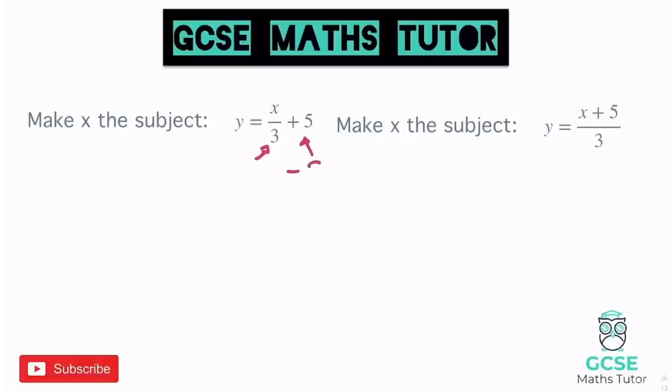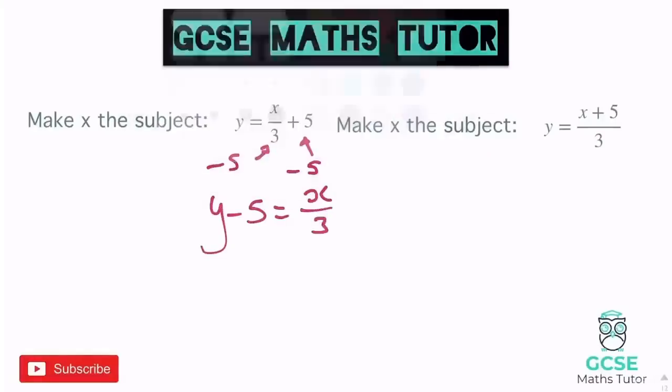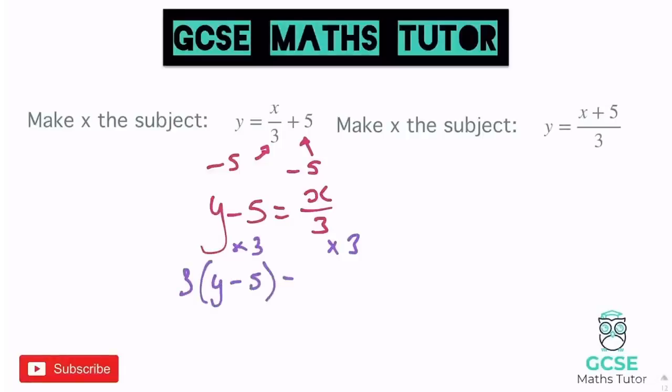So if we take away 5 from both sides, we get y minus 5 equals x over 3, or x divided by 3. So to reverse a divide by 3, we're going to have to times by 3. So if I multiply both sides by 3, we'll get 3 lots of, and I'll put it in a bracket now, 3 lots of (y minus 5) equals x.